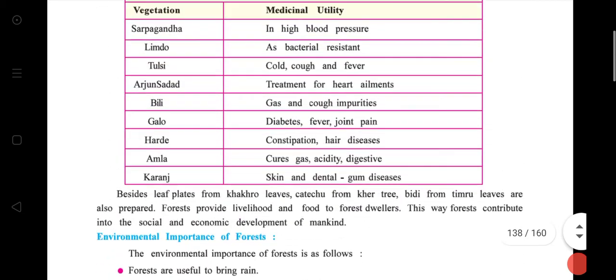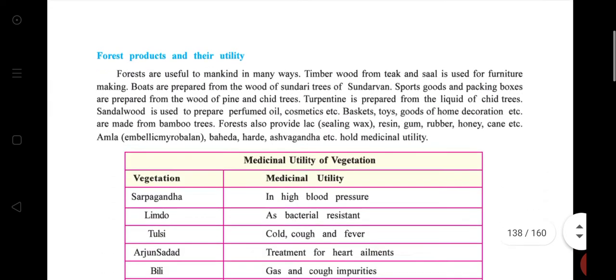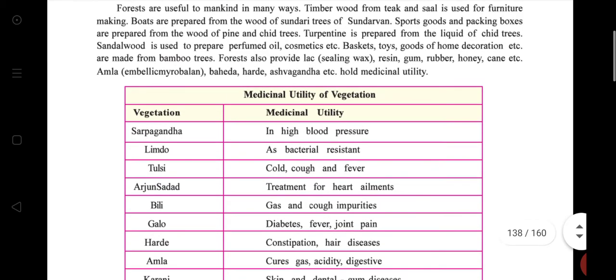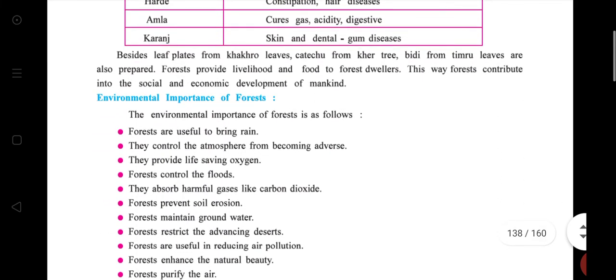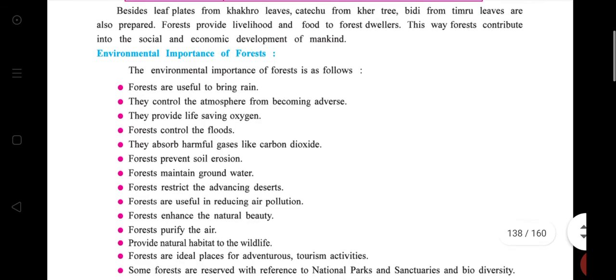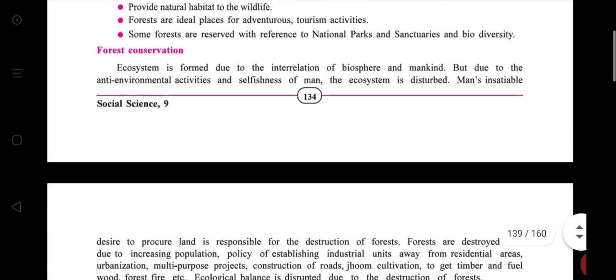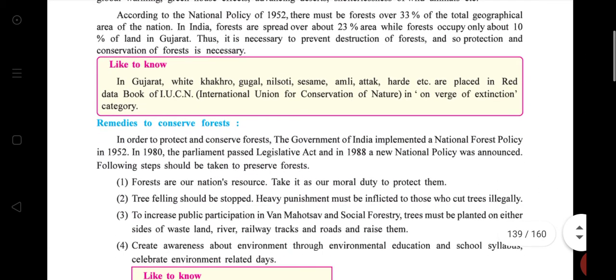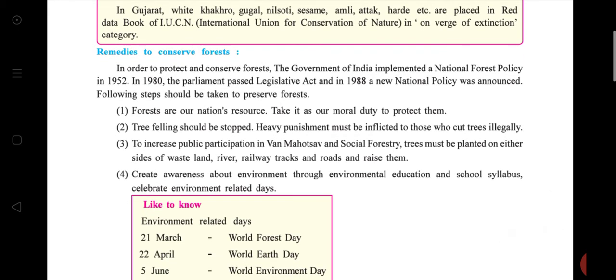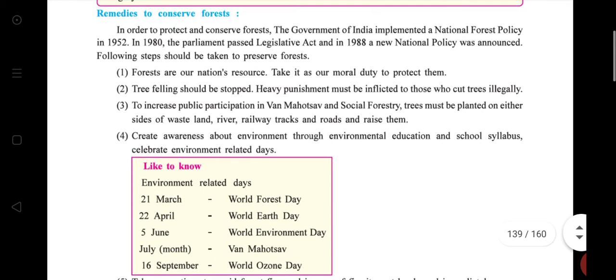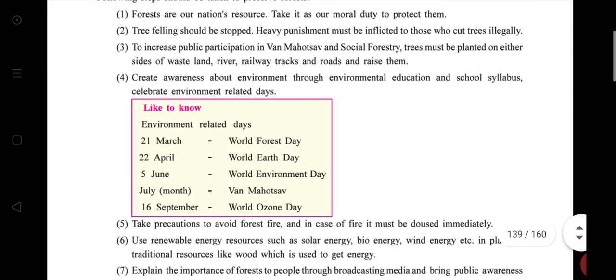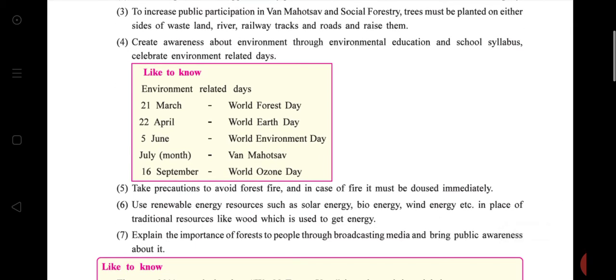So I hope you cleared the homework. Again I repeat, write a short note on forest products and their utility in rough book. Write a short note on environmental importance, one time in fair note and one time in rough book. And write a short note on forest conservation, one time in both fair note and rough note. Then write the remedies to conserve forest, one time in rough book and one time in fair note. But when will you write this topic? Please write this table at last, not between these points.